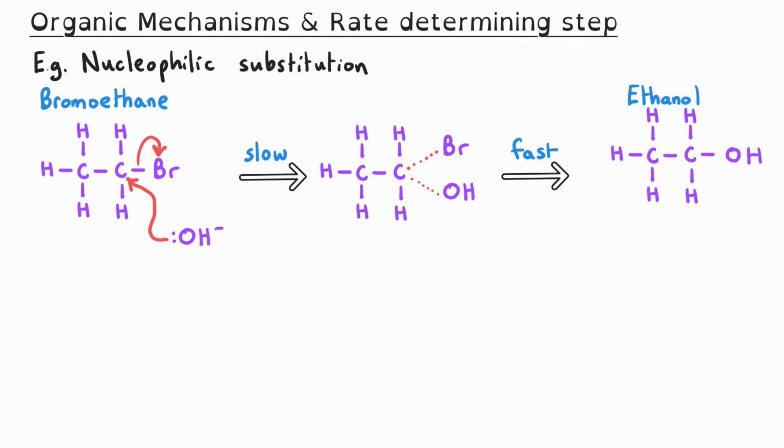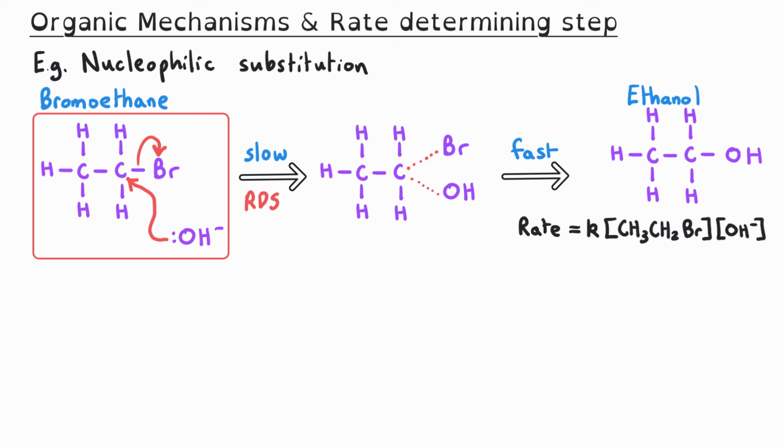And then this step is followed up by the fast step where the bromine to carbon bond continues to break and the oxygen to carbon bond finishes forming. And so because we have got these 2 chemicals on the left-hand side involved in the step that is slowest, the rate determining step, the rate equation will be rate equals K, halogenoalkane concentration to the power 1, hydroxide ion concentration to the power 1.